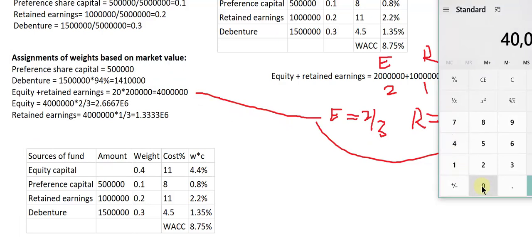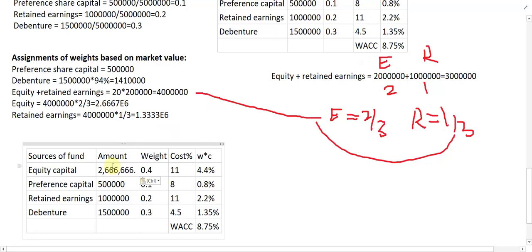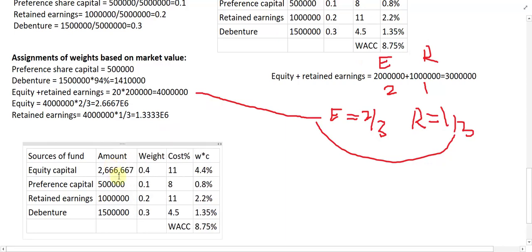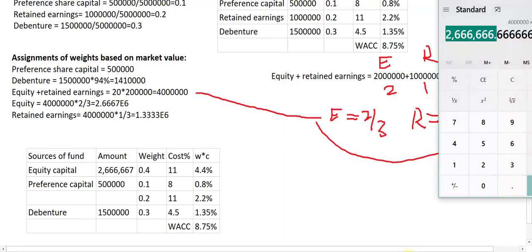4 million multiplied by 2 and divided by 3. You get this value. So this is the value that you can mention. Copy from here and mention the value of this one itself. Or instead of the last digit, you can mention 7 itself. And the same way, now you can mention the value of retained earning as well. You can do it with the calculator.